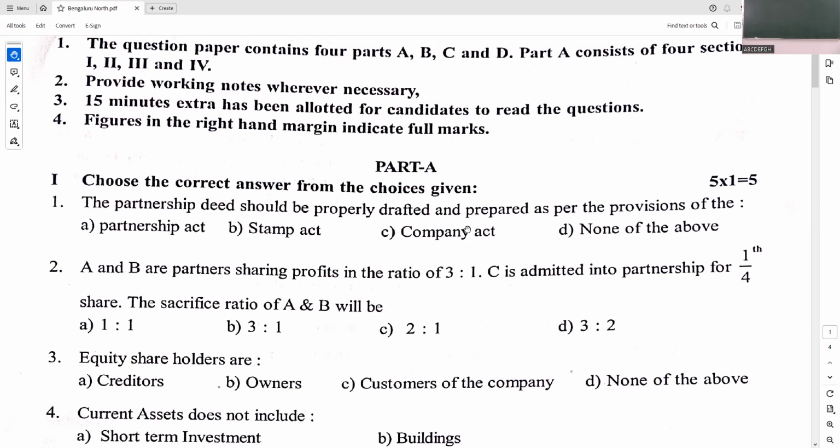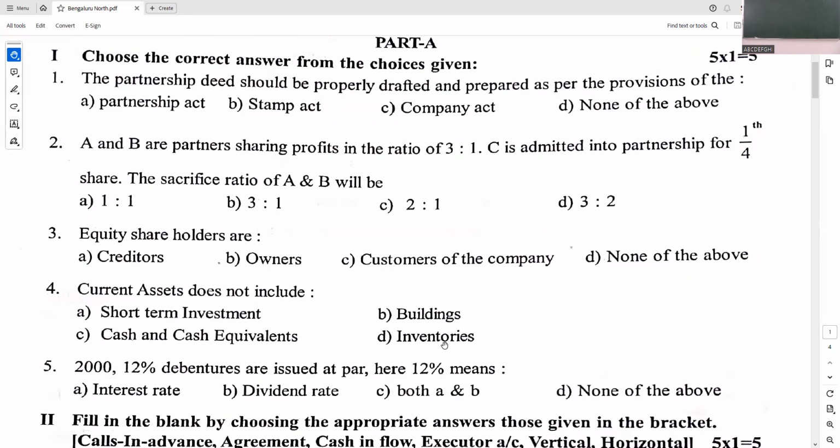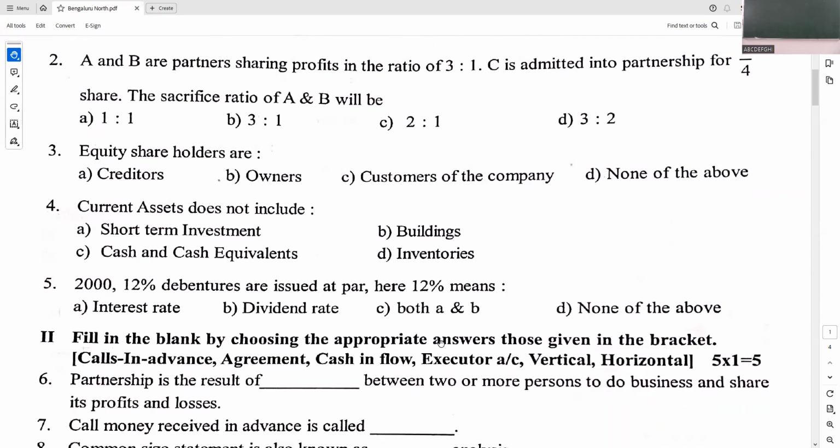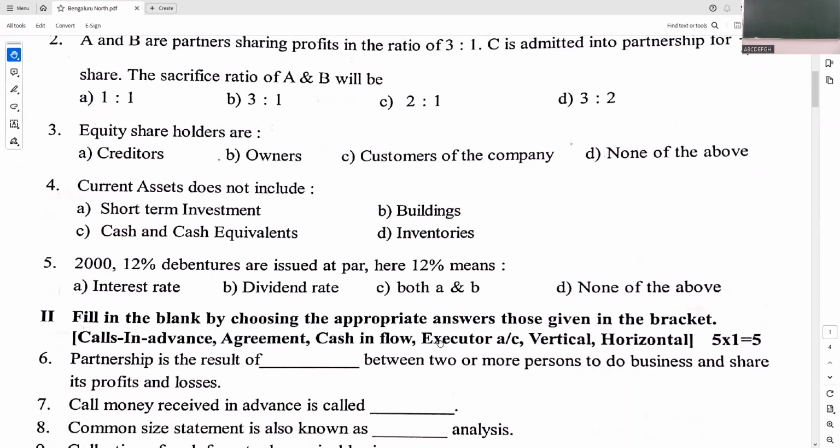Okay, next. Equity shareholders are the owners of the company. Then, current assets do not include buildings because building is a fixed asset. Then next is 12% debentures are issued at par. Then the question arises, what is 12% here? It is the rate of interest. You know that debentures are always prefixed with their rate of interest.